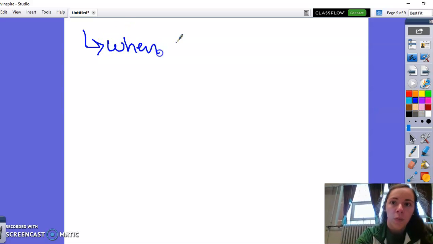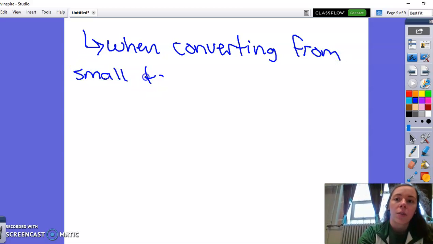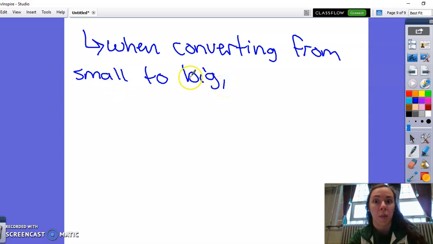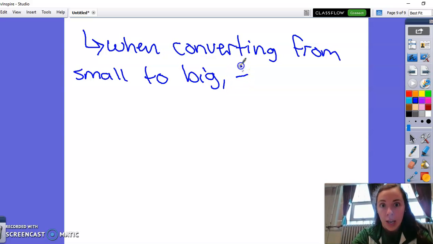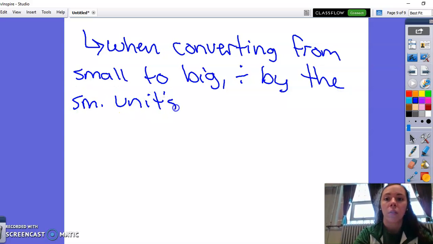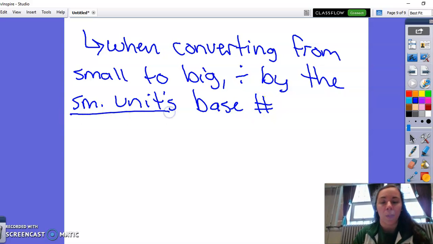Here we go. When converting from small to big, lots of littles make few bigs. Which operation is going to give us fewer of something? Division. So we'll divide by the smaller unit's base number. We always look for the smaller unit's base number.